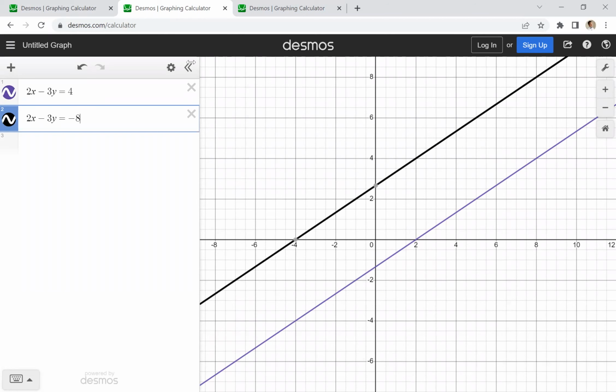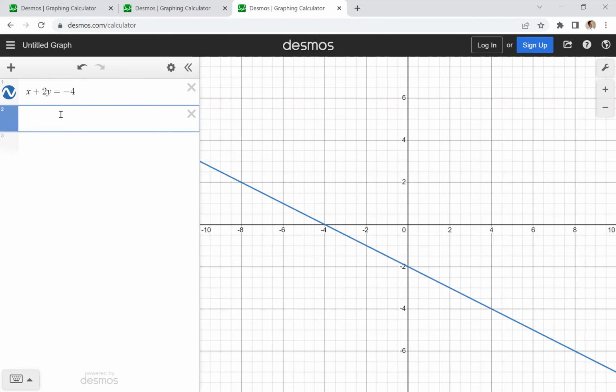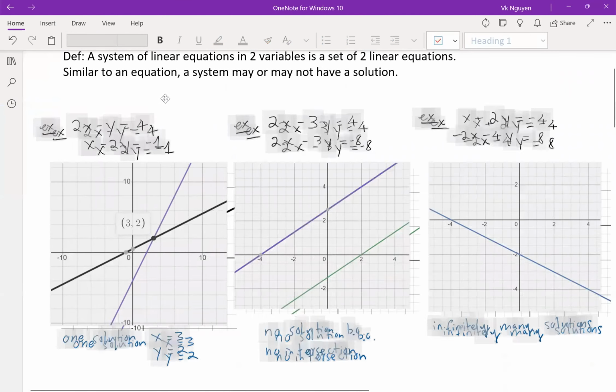One more example. x plus 2y equals -4, -2x minus 4y equals 8. Oh, they're the same line because you can multiply the first equation by -2 to get the second equation. Okay? And because they're the same line, they have infinitely many intersections and thus infinitely many solutions. Okay, this is just what I went over.